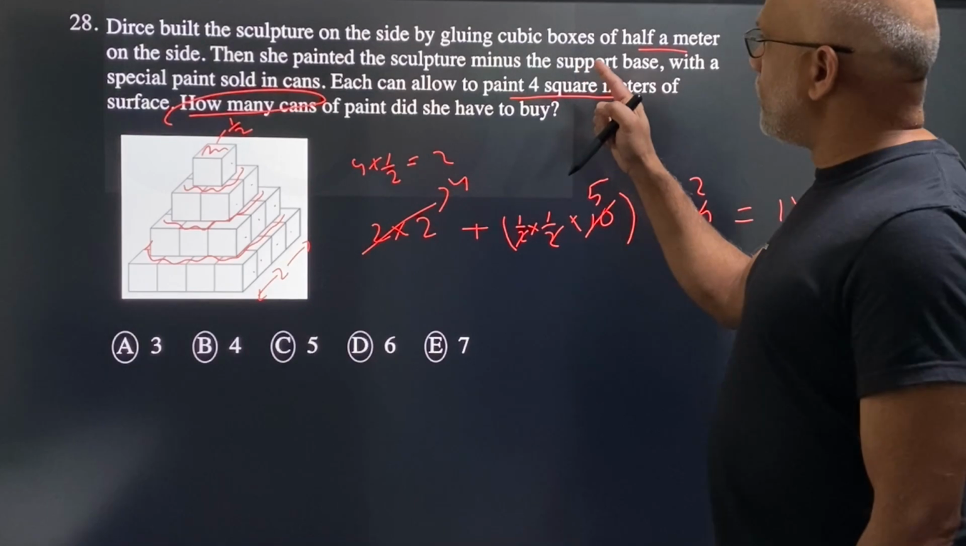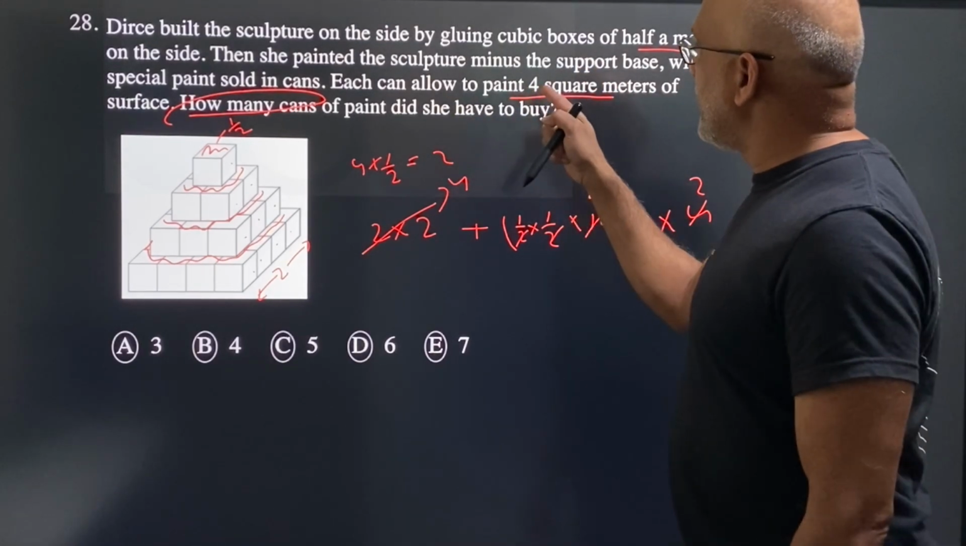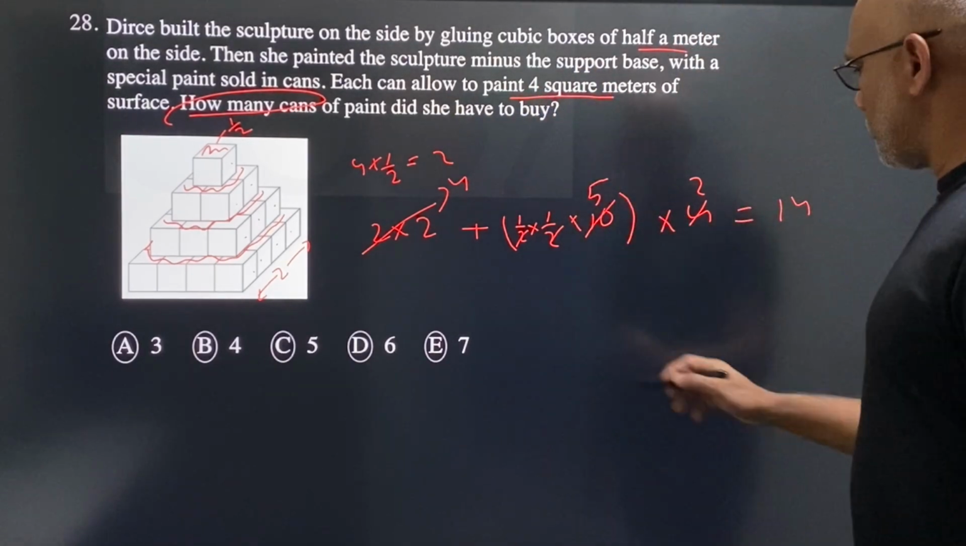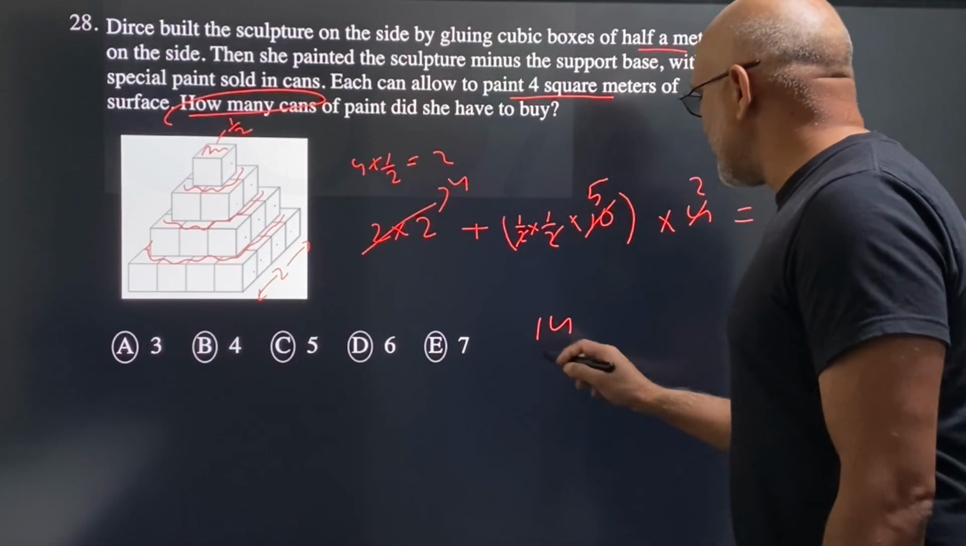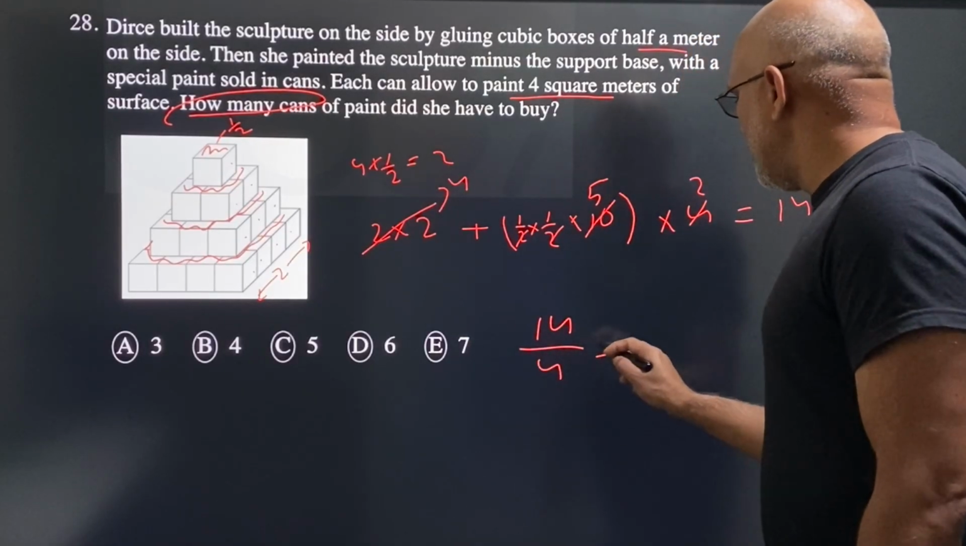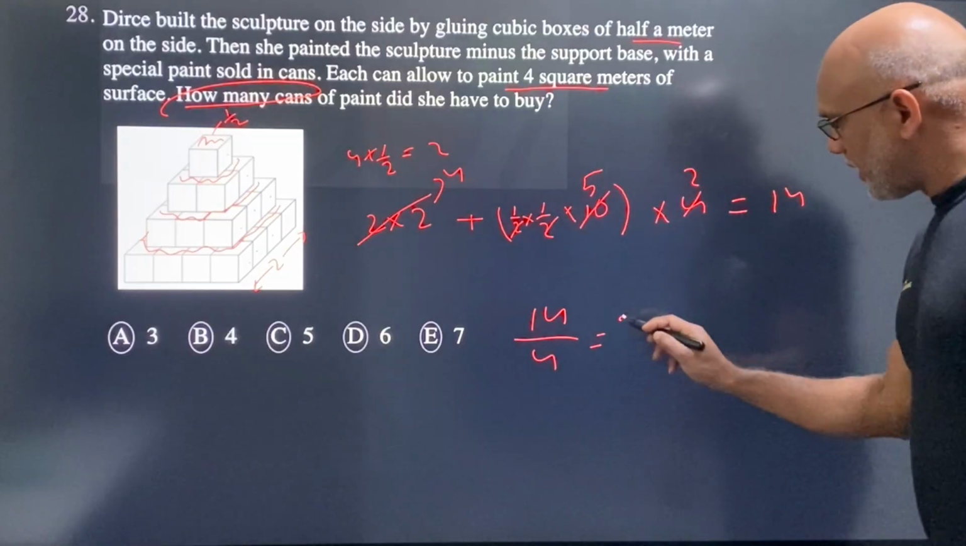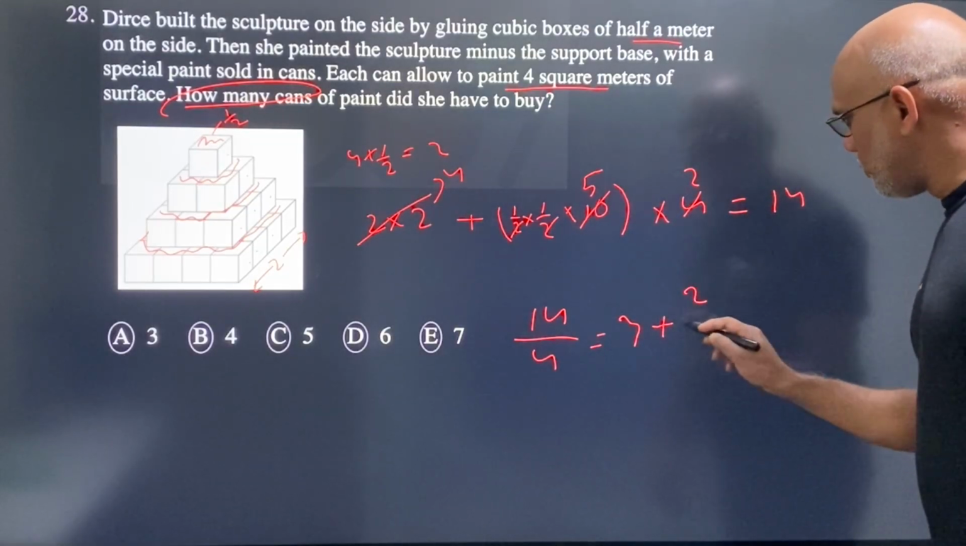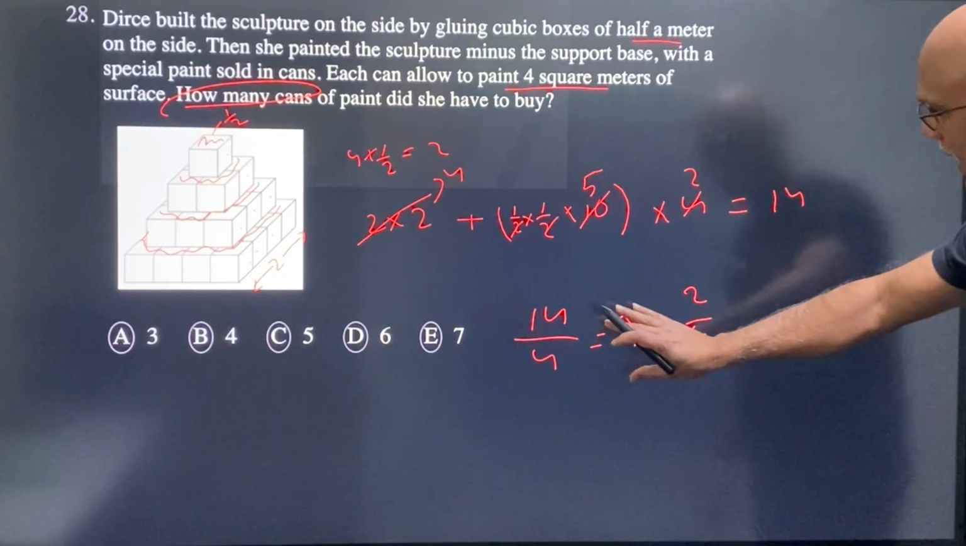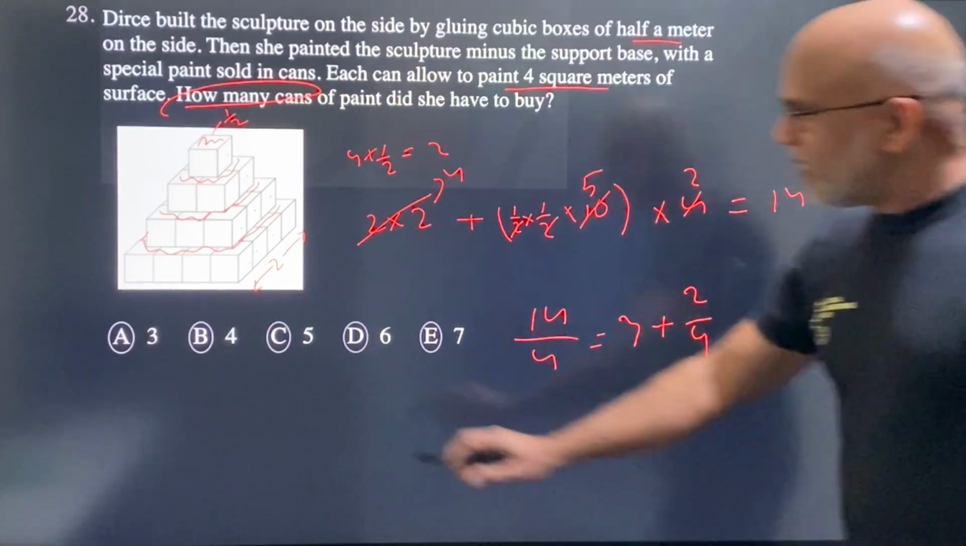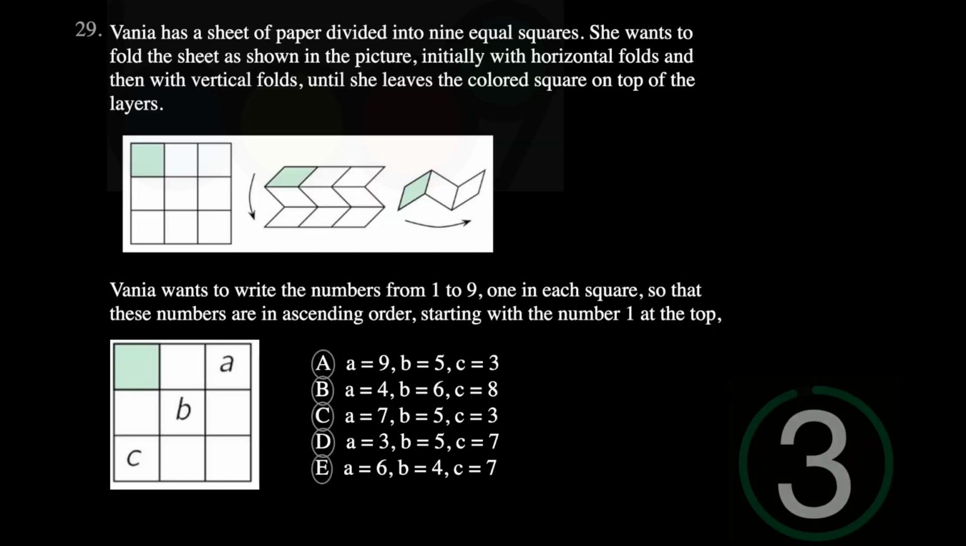Each can allows 4 square meters. So how many cans do I need? 14 by 4 is 3 plus 2 by 4. So I need 3 full cans and a little extra. So I will have to buy 4 cans.